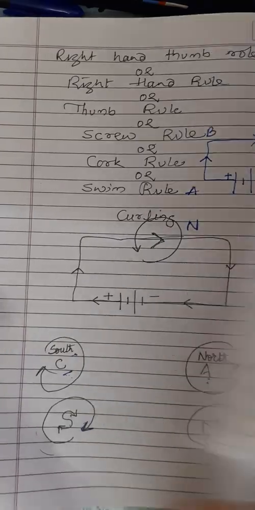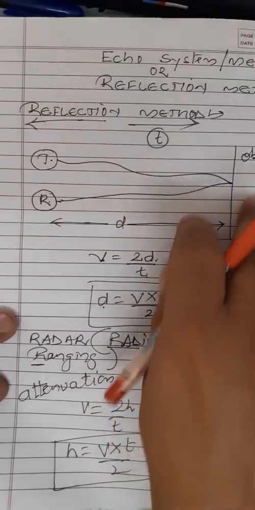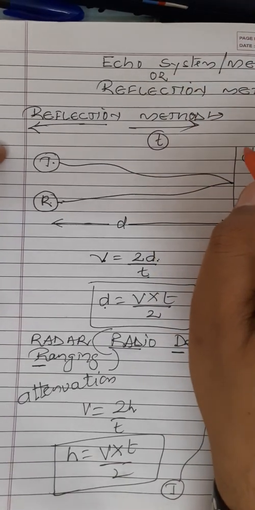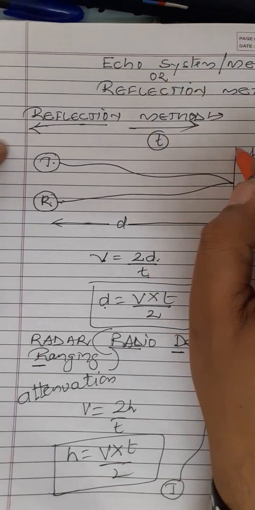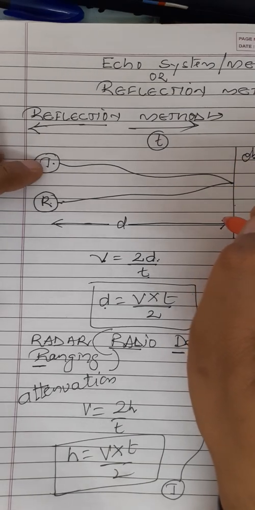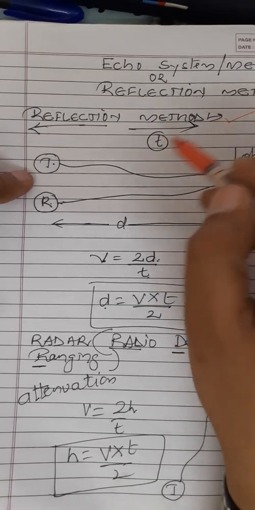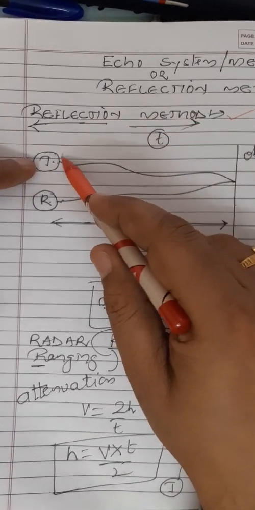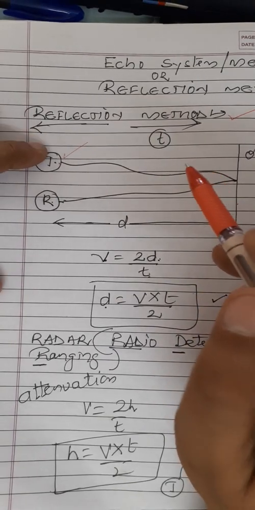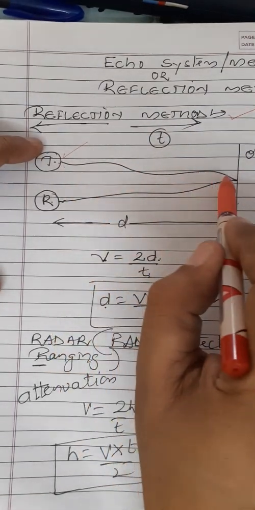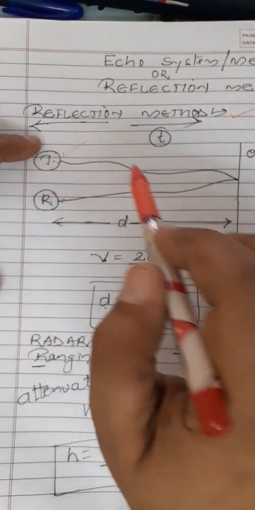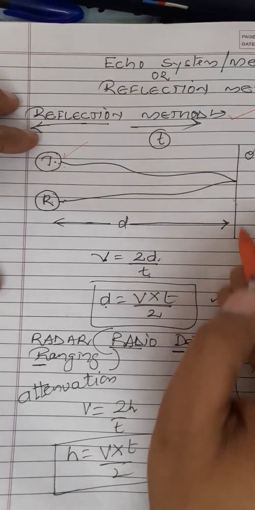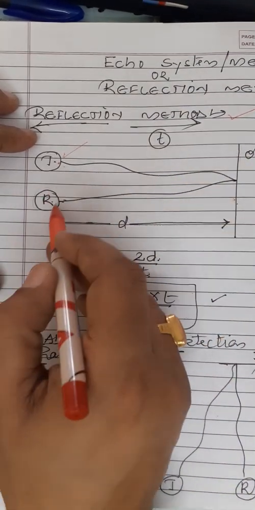Now after this, moving on to the next method, that is called the echo method or reflection method. Suppose we want to find the distance of an object from a particular location. In the reflection method, we'll send the waves by the transmitter, for which the velocity of the waves is known, and we want to find the distance of the object from the transmitter. We'll send the waves from the transmitter which strike the object, reflect back and are received at the receiver.